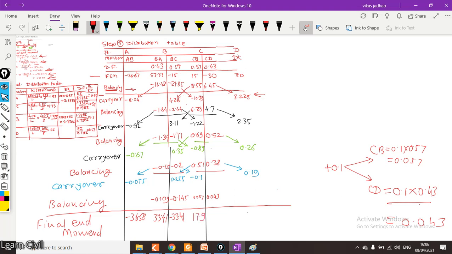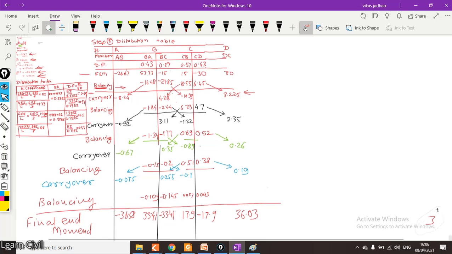17.9. Again for CD, add from this fixed end moment of minus 30 to this 0.043, so you will be getting here minus 17.9. And for CD, just add all these values, and you will get the final end moment at CD. This will be equal to 36.03 kilonewton meter.